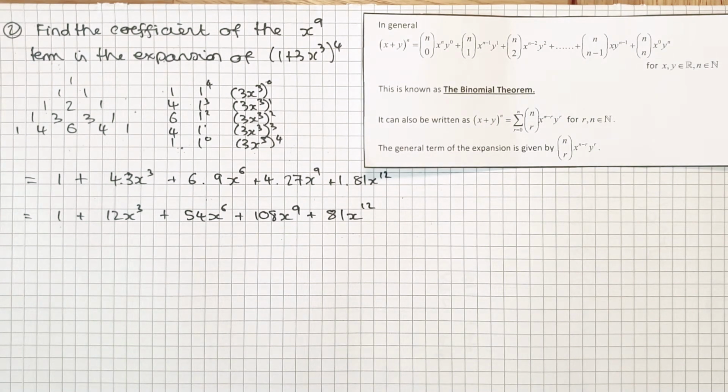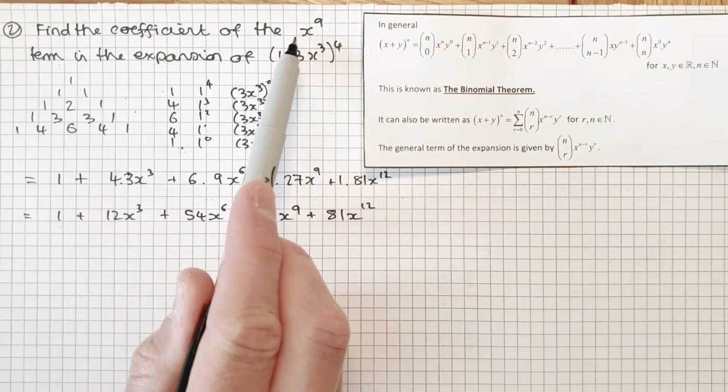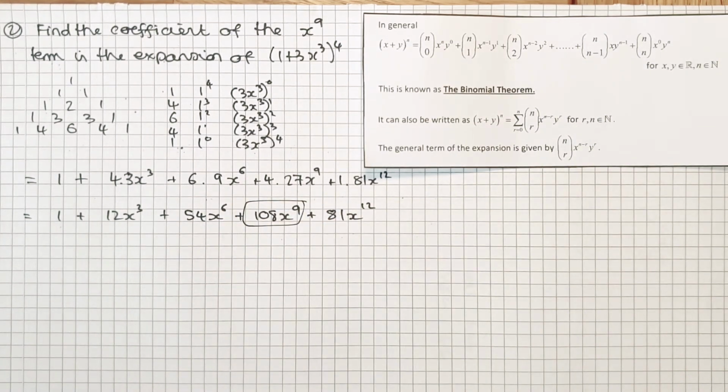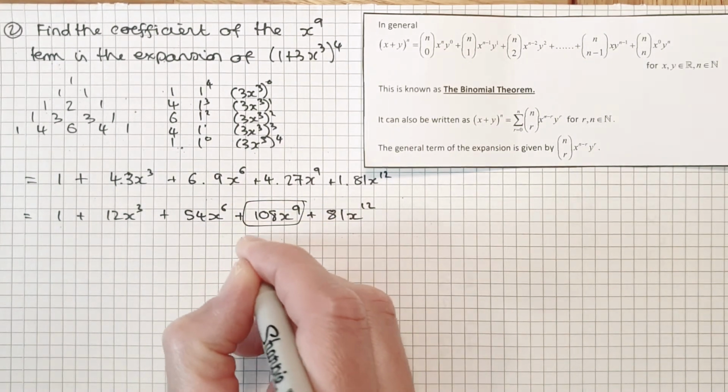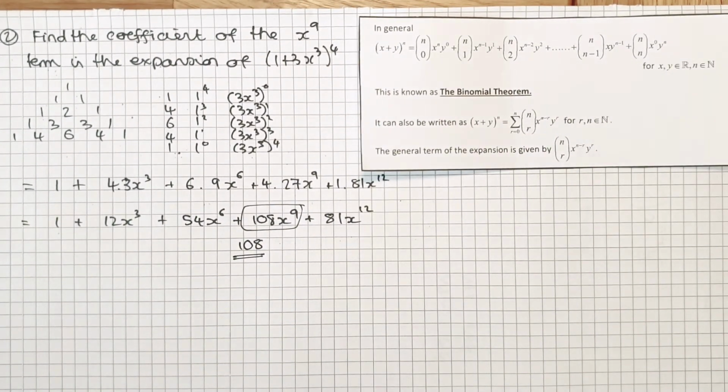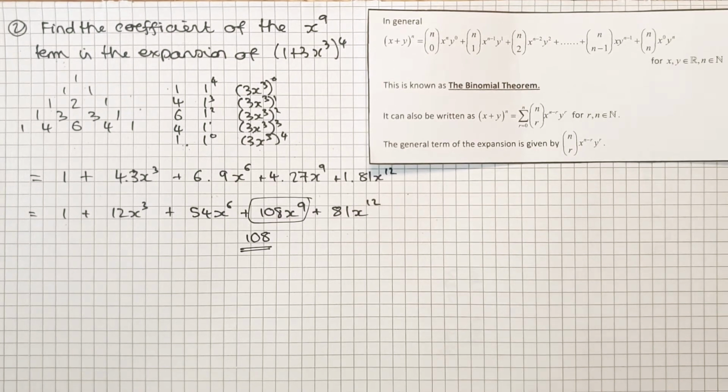Okay, so what we're being asked is, find the coefficient of the x to the power of 9 term. Well, that's your x to the power of 9 term there. So your coefficient is going to be 108. Right, so we've done the whole thing. We didn't really need to do all that though. We could have just stuck with just working out this particular term here.